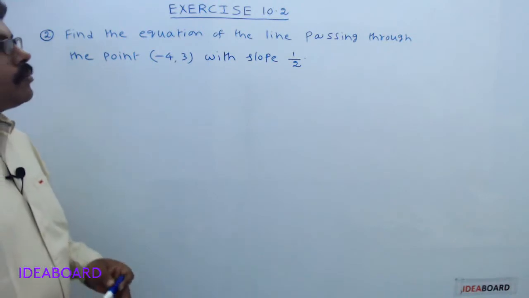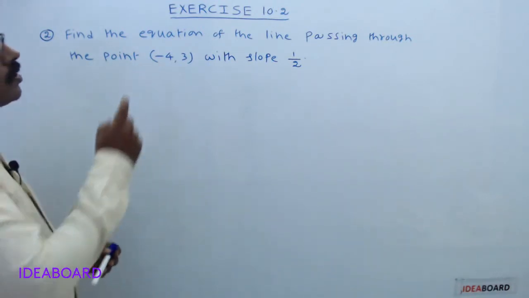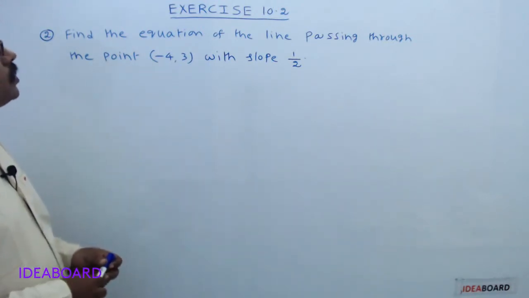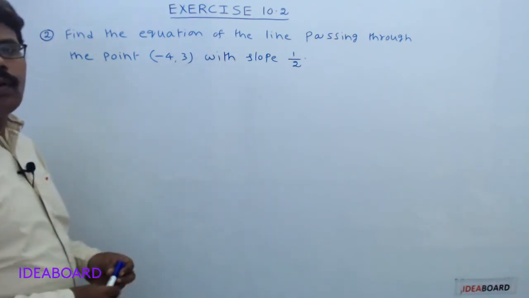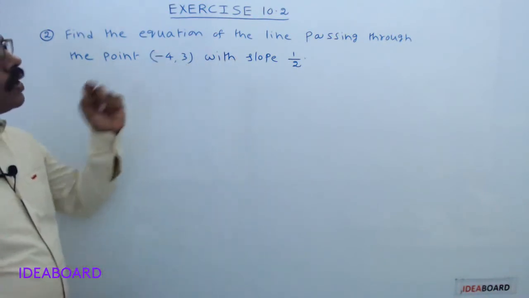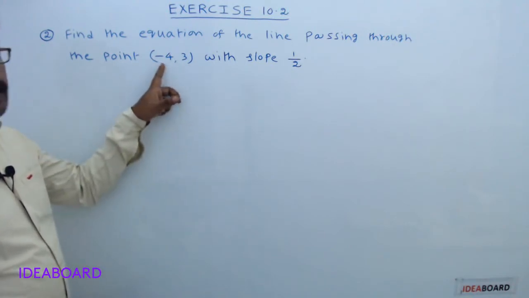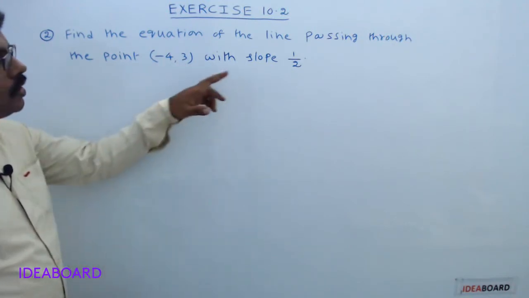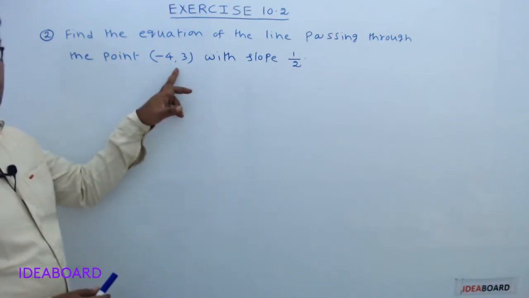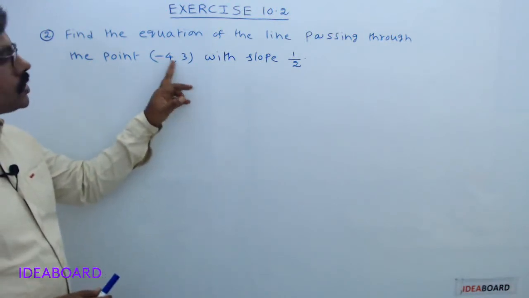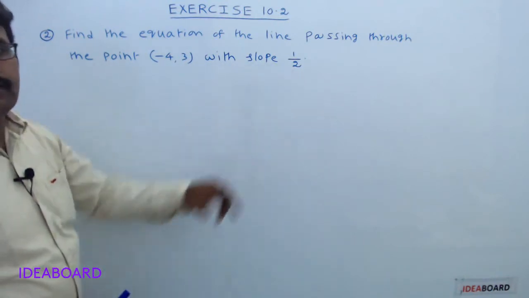Now come to the next problem. Find the equation of the line passing through the point -4, 3 with a slope 1/2. So required line passing through a point -4, 3, slope of the line is 1/2. Now denote the given point coordinates with x1, y1. Slope is nothing but m.